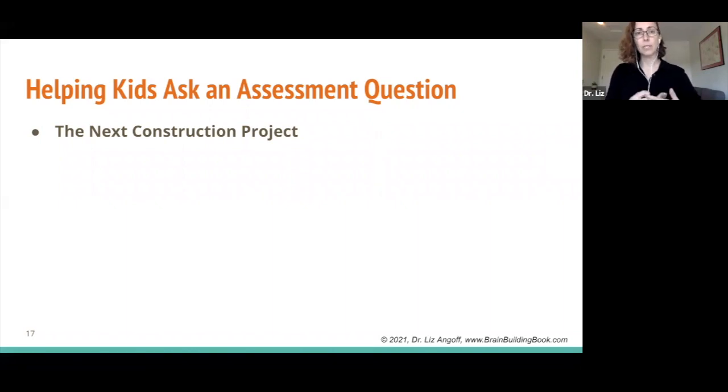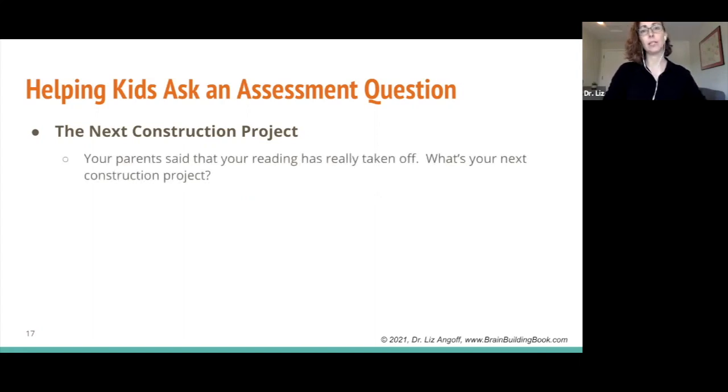Just by establishing that they're growing and changing, it became a lot easier to talk about the next construction project. So an example: your parent said that your reading has really taken off. What's your next construction project? I might be hoping they'll say writing, but we can get there using this line of questioning. And it's a lot easier to talk about the things that are hard once I've just told you how awesome I am at the other thing.